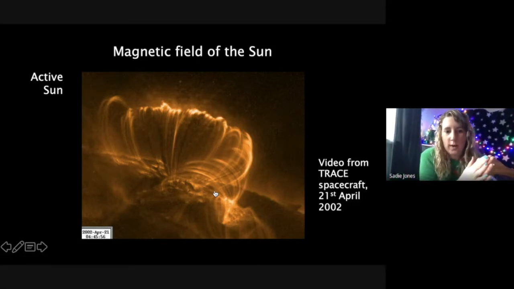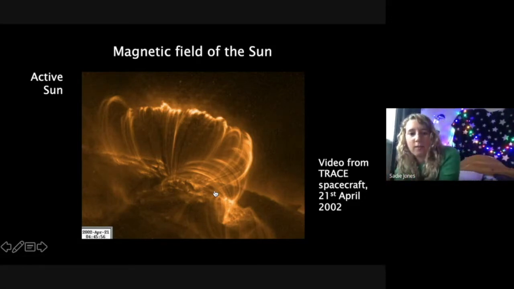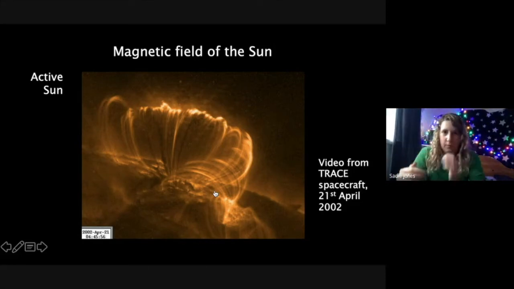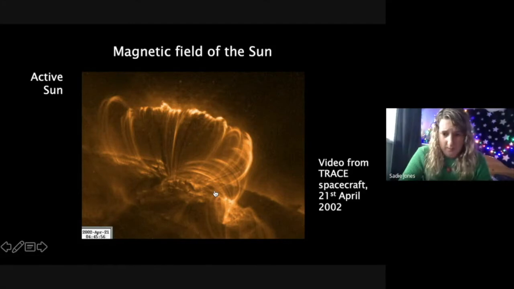The solar wind actually drags a magnetic field with it. This is why it can be quite harmful to satellites and things like that, which get in the way of the solar wind.